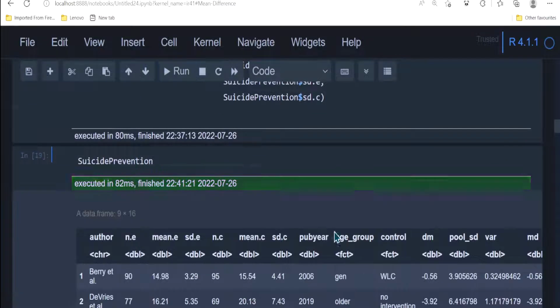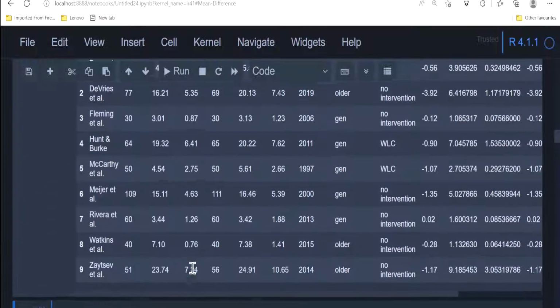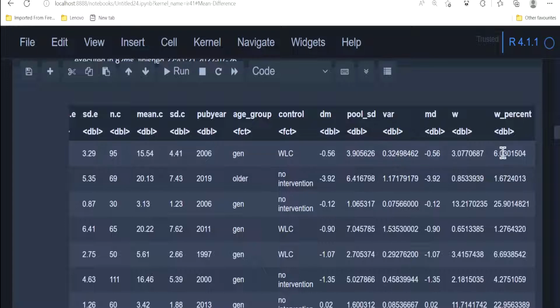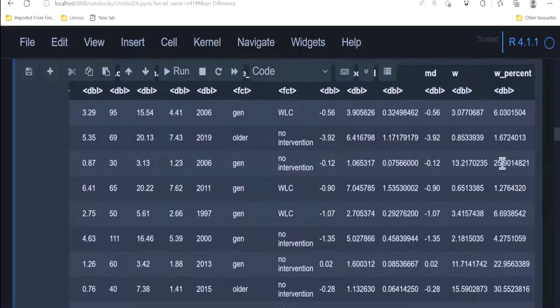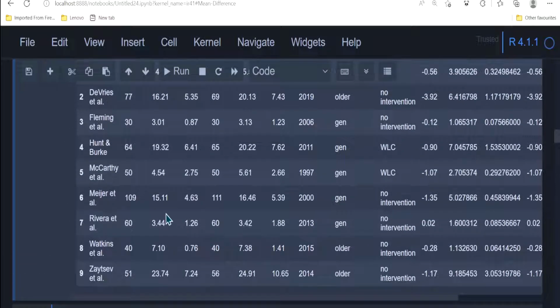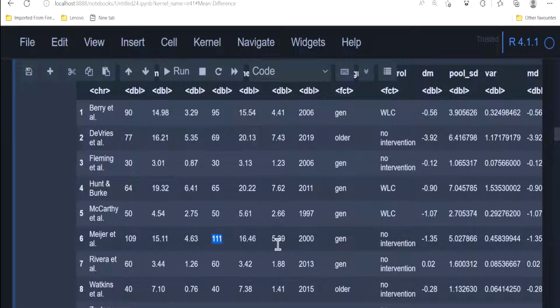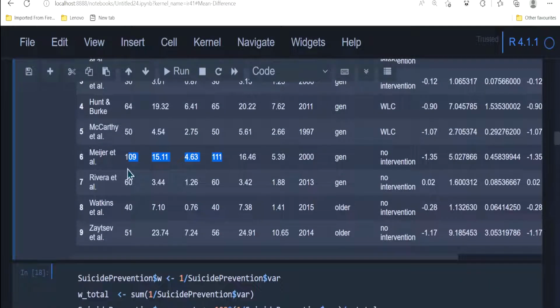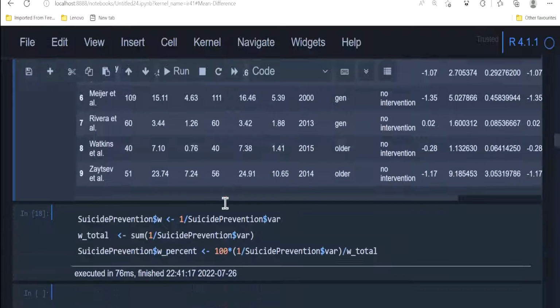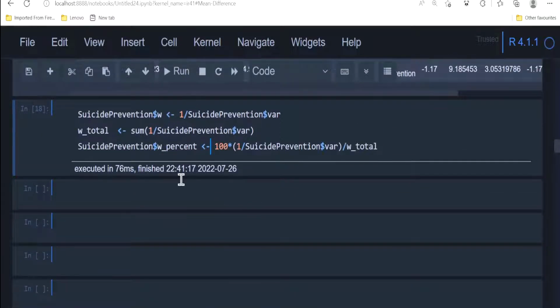This depends on sample size, so studies with bigger sample size have to carry a bigger weight. This one contributes only 6%, this one 1.6, and this one about 25, so this must be a large study. If we scroll up and see, it makes sense, because this study has 109 in the experimental group and 111 people in the control group. Relative to the others, this study is bigger, and this other one is also bigger. So that's why these studies carry bigger weight, as we have seen.